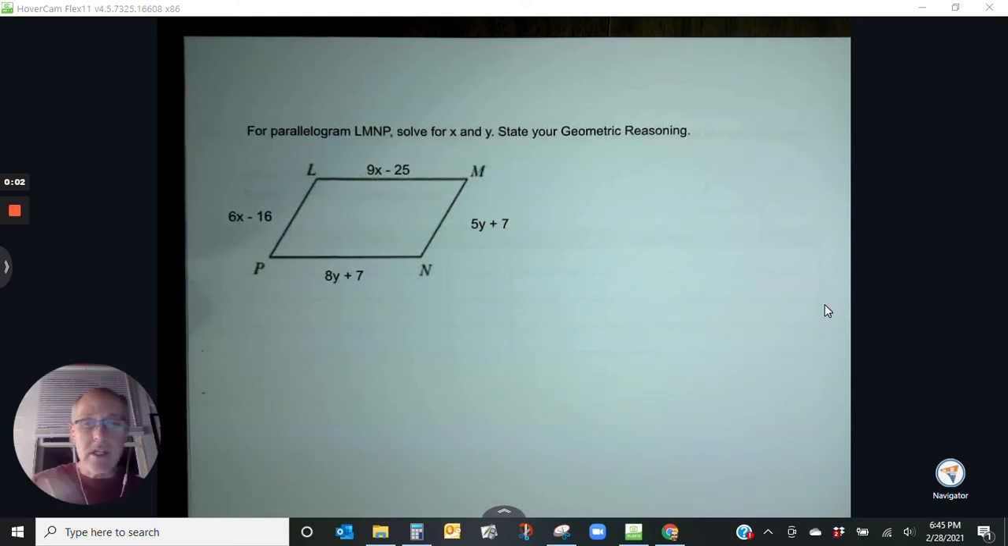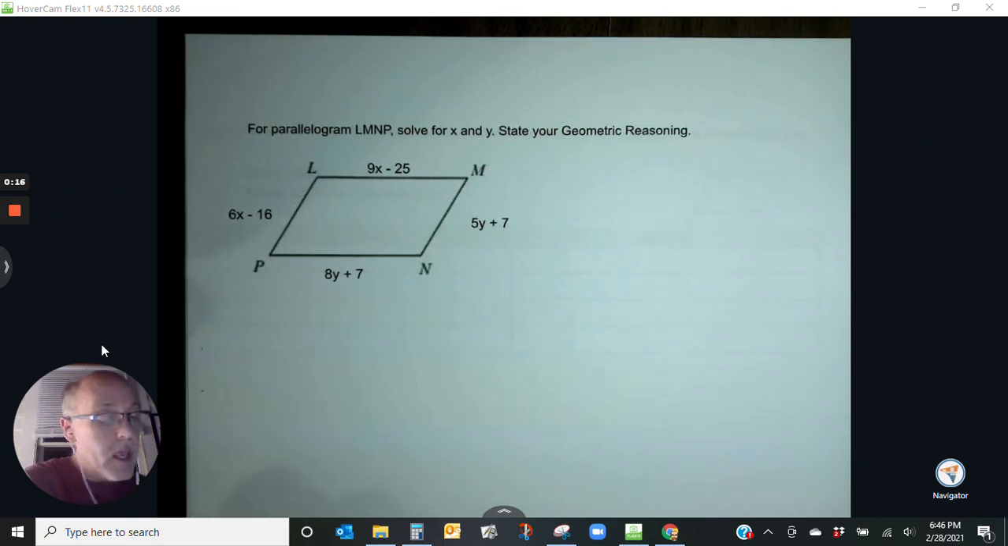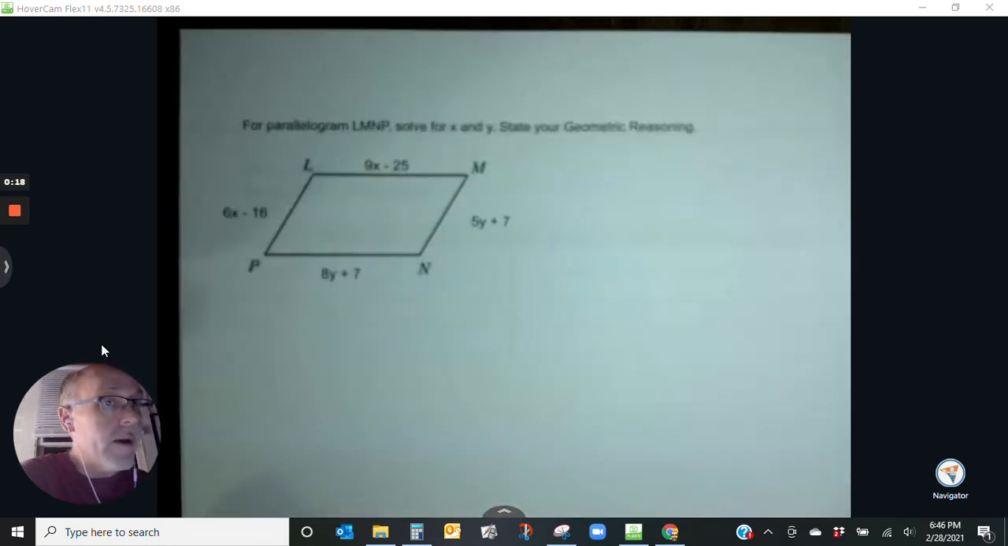Okay, the first example we're going to look at is parallelogram LMNP. Here we have parallelogram LMNP, and we're going to solve for x and y, and we're also going to state our geometric reasoning. Okay, so let's see here.